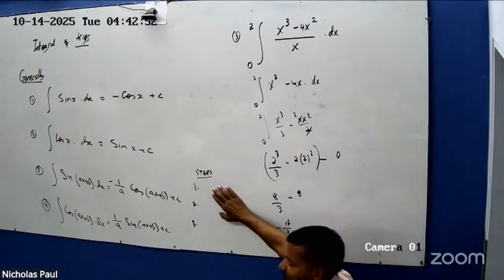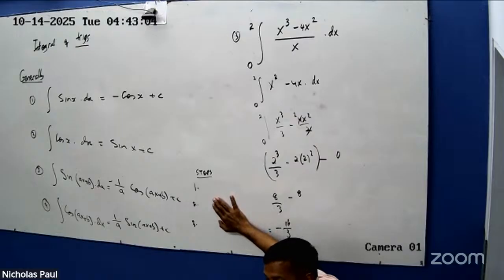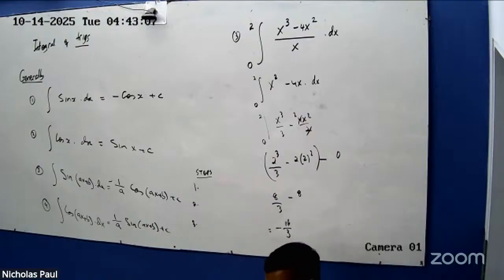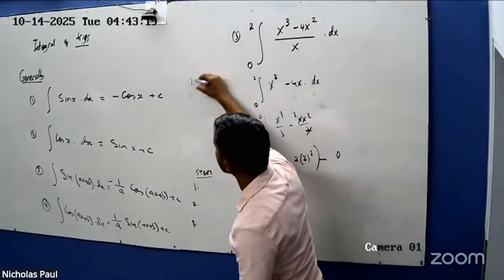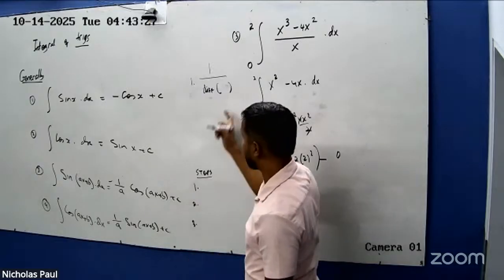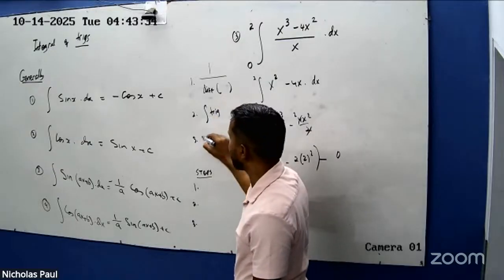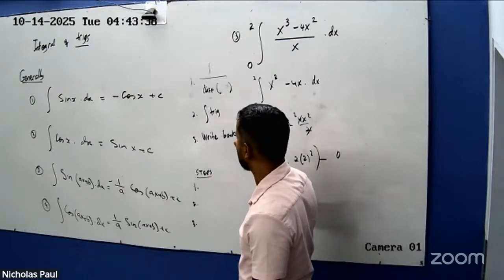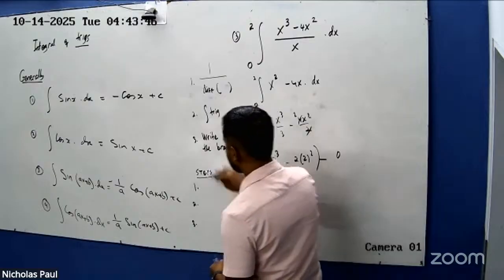Take a small note. Step 1: 1 over the differential of the bracket. You can write it in words or you can write it like this. Step 1: 1 over the differential of the bracket, whatever you have in here. Step 2: integrate the trig. Step 3: write back the bracket. Okay, that's it. That's the way you integrate trigs.